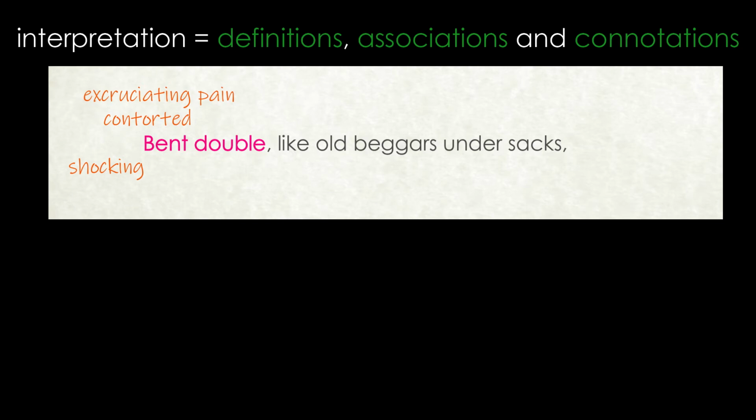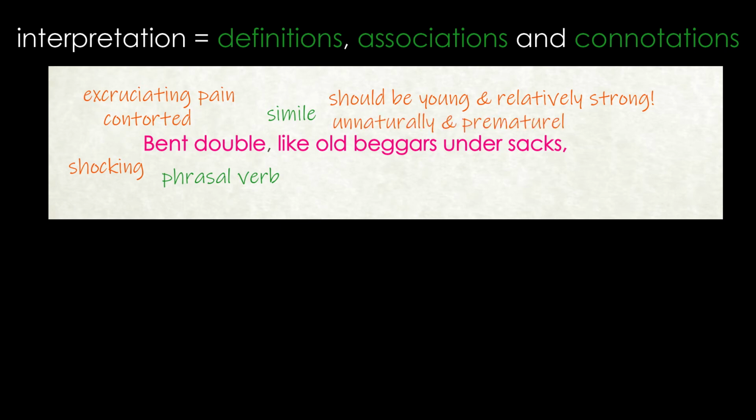In terms of terminology, we would describe this as a phrasal verb. A phrasal verb is a verb which is made up of two or more words. In the image "like old beggars under sacks", which is of course a simile because we have our marker word "like", the adjective "old" immediately stands out to me, as these soldiers were generally very young and relatively strong. It seems as though they are perhaps unnaturally and prematurely aged.